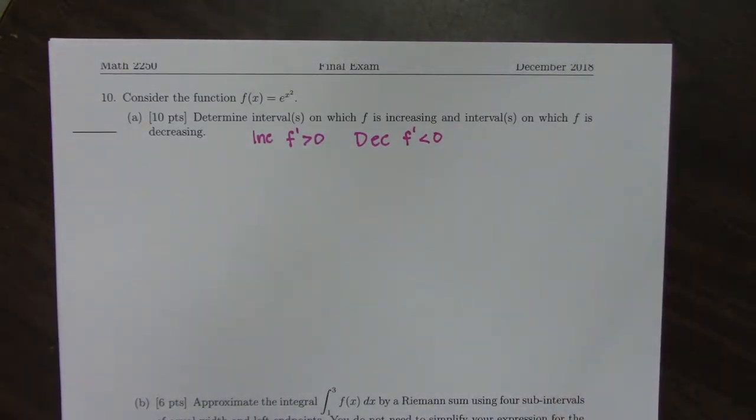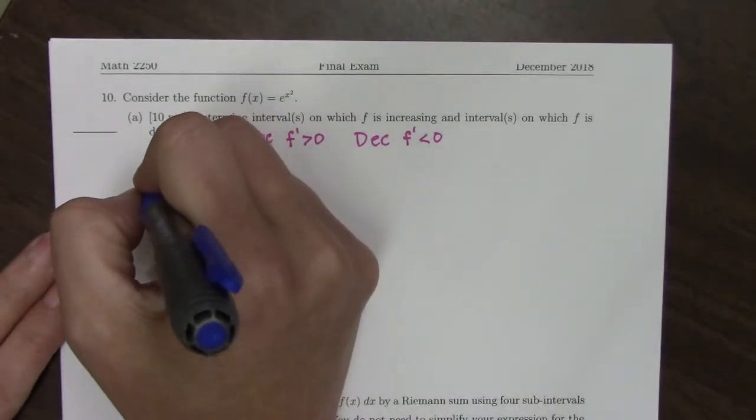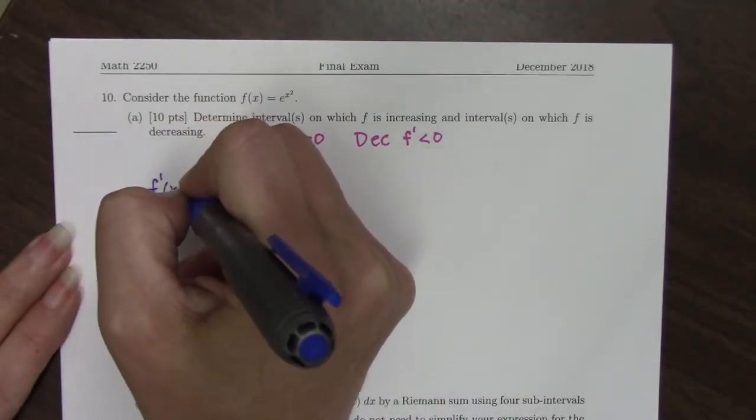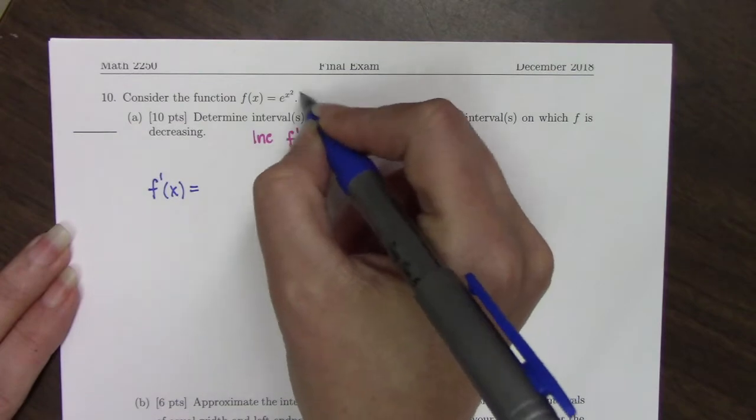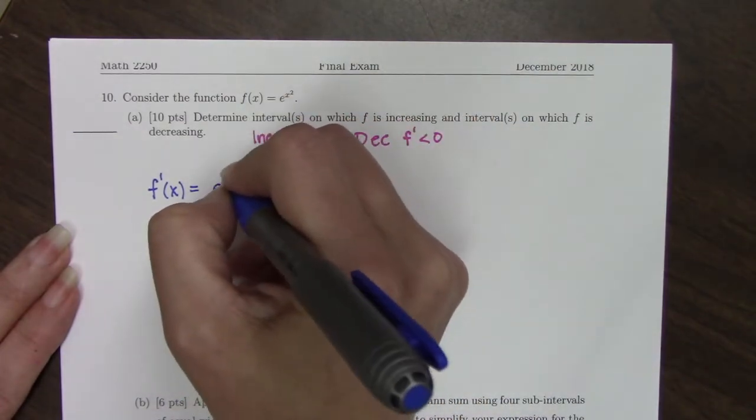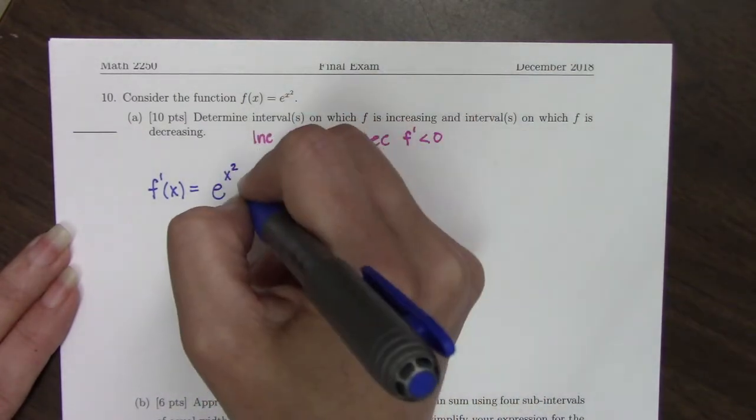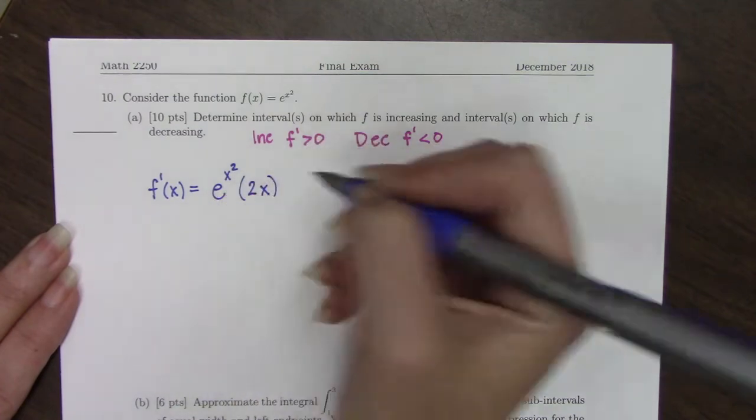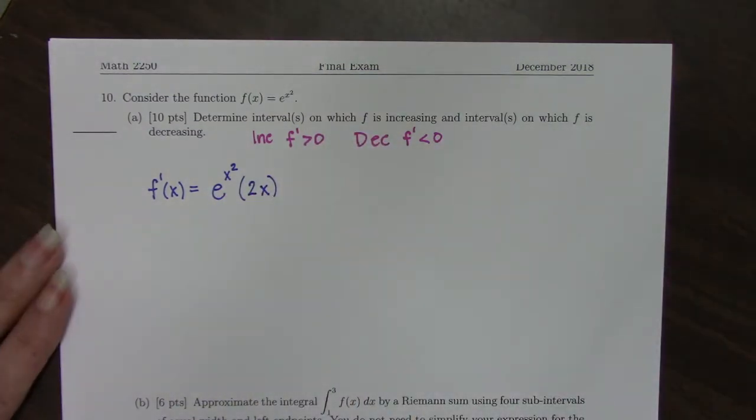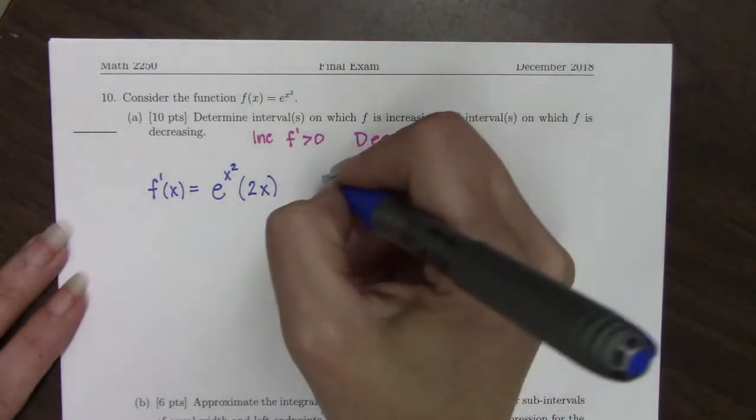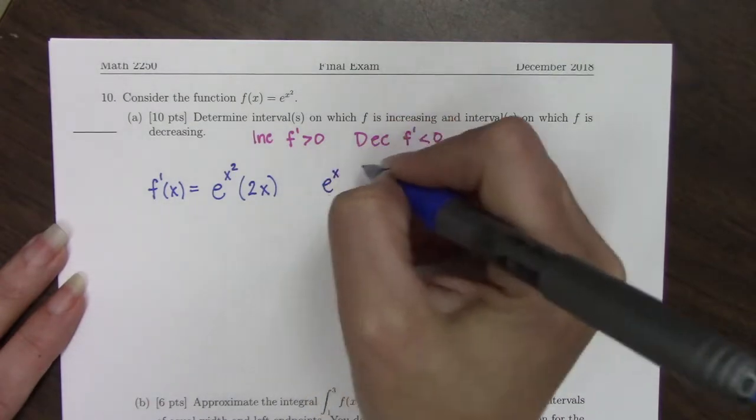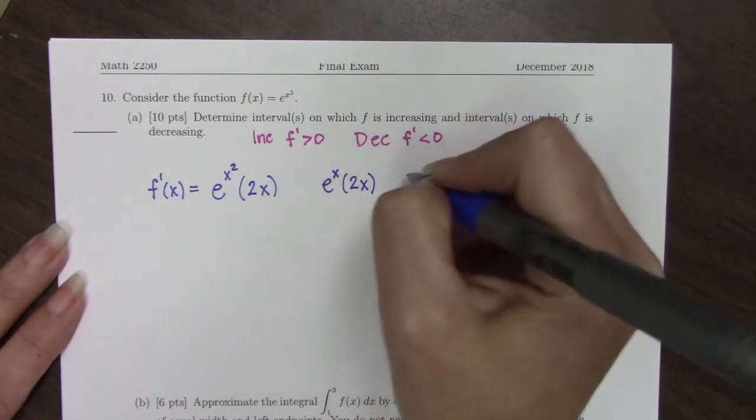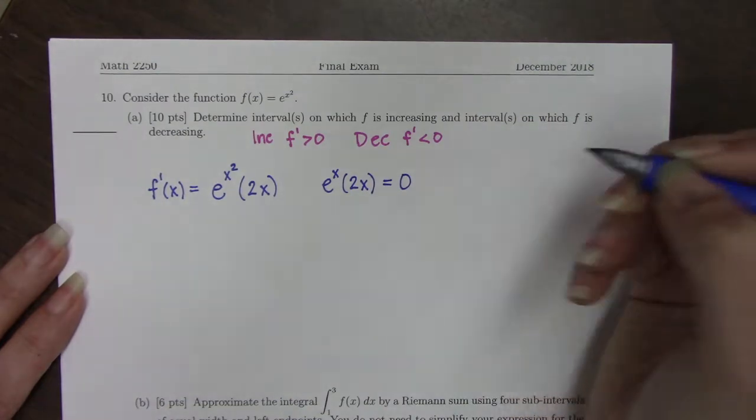So that means the first thing we need to do here is take the derivative of our function. So f prime of x, this is going to be a chain rule. The derivative of the outside function is e to the x squared, and the derivative of the inside function is 2x. If we set this equal to 0, we can find our critical values.